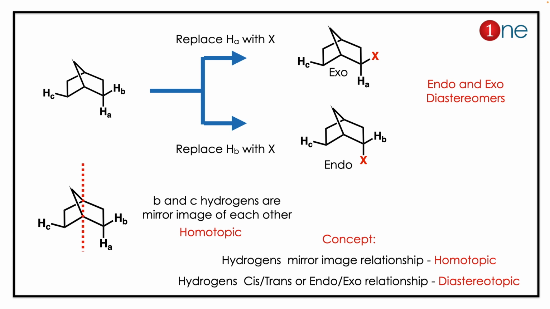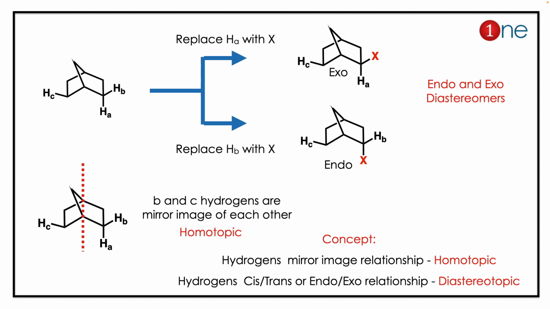Here, finding the topicity is a tricky thing. Always do it by substitution. If you substitute A and B, you have endo and exo formation. It is like cis and trans. Obviously it is called a diastereomer. So to find the diastereomer, the easy way is to just substitute and find it.